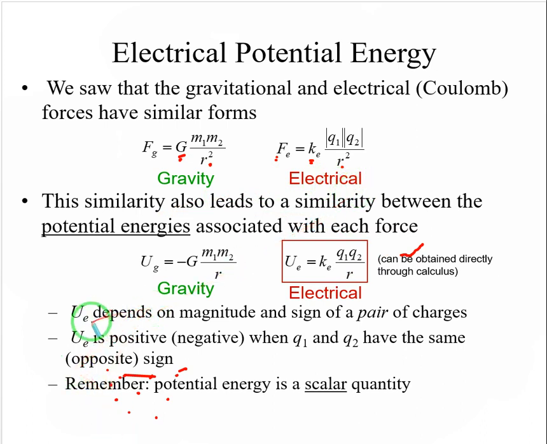So UE simply depends on the magnitude and sign of a pair of charges. UE is positive or negative depending on whether Q1 and Q2 have the same or opposite sign. Remember, potential energy is a scalar quantity. Energy is always a scalar quantity.